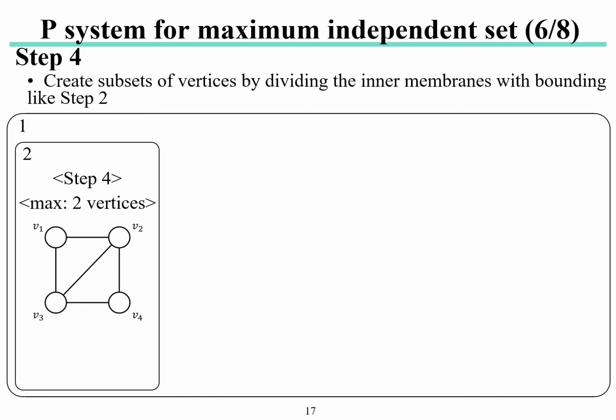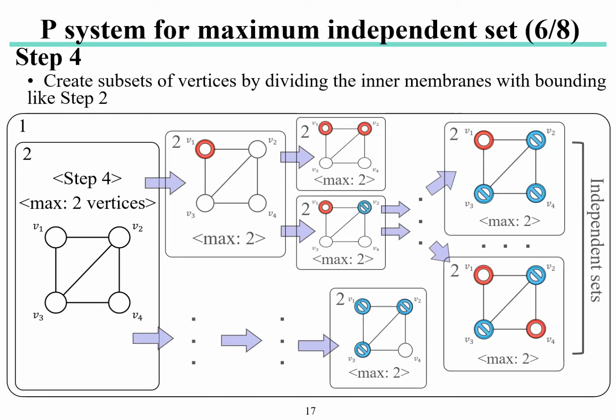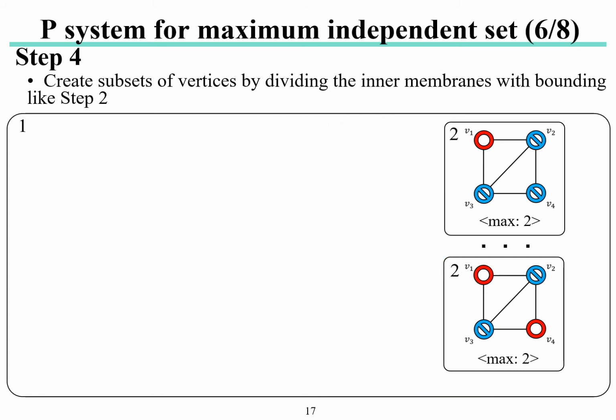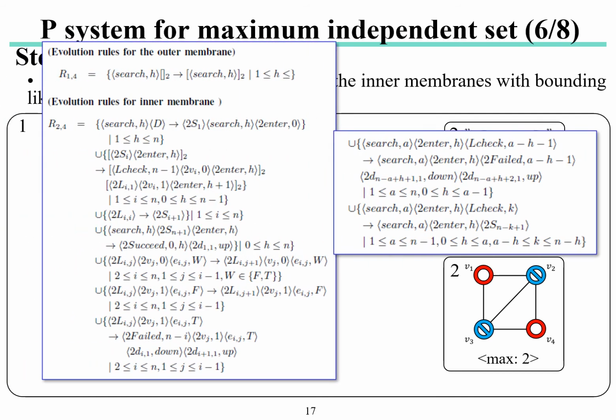In the fourth step, subsets of vertices are created by dividing the inner membrane with bounding, like step 2. Membranes not containing independent sets are discarded, and membranes containing independent sets remain like this. Step 4 is mainly executed using these evolution rules.